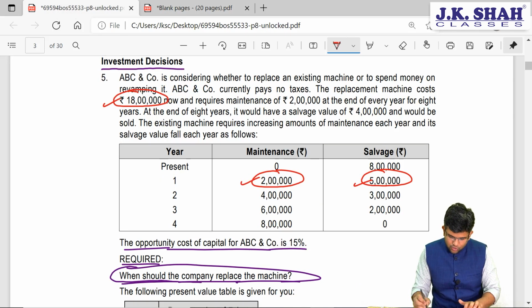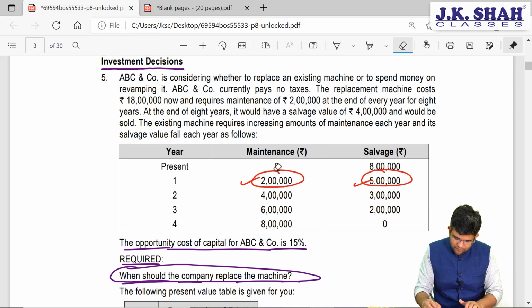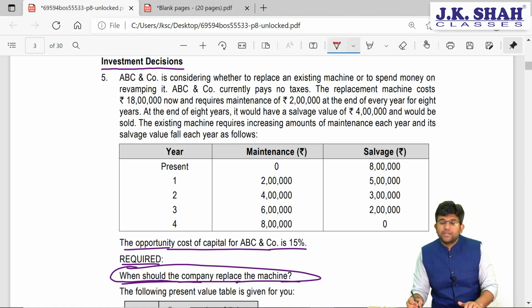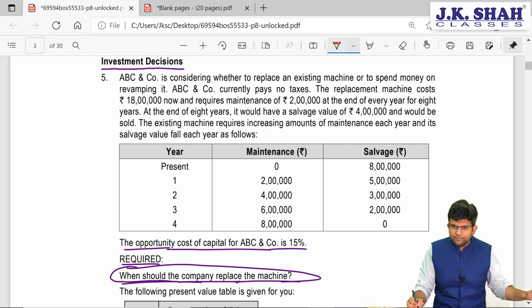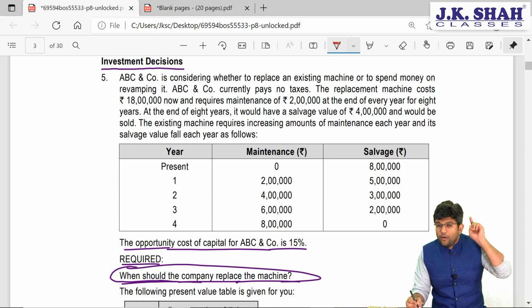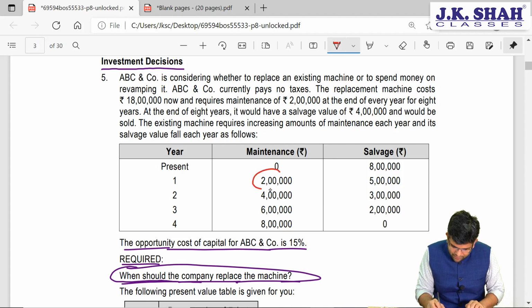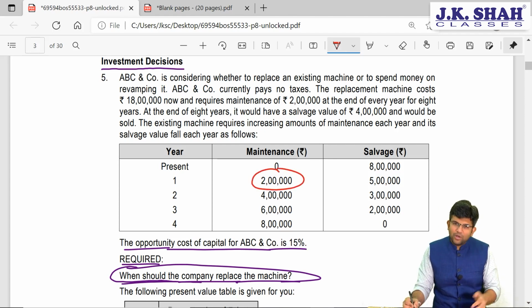Next children, let's go to the third option. What is the third option? The third option is to replace the machine after 2 years. So children, if you decide to replace the machine after 2 years, today, that is end of year 0, no cash flow. At end of year 1, do you realize you will have to incur this cash flow of rupees 2 lakh to maintain that existing machine?